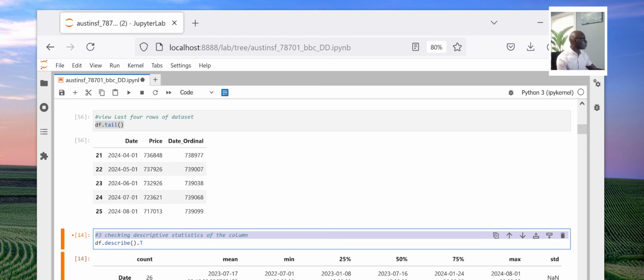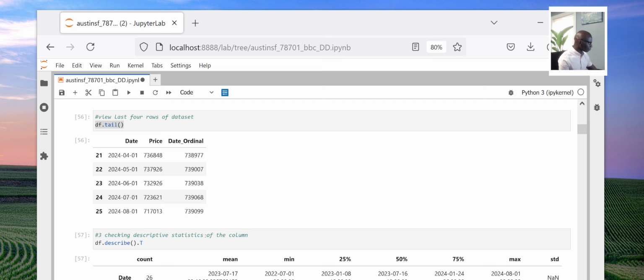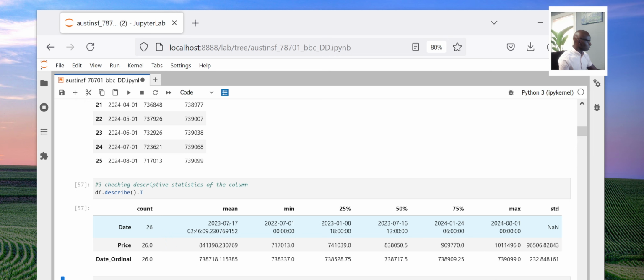Next, I just do some descriptive statistics of the column. For instance, the high, average, and low over the last 26 months. So the highest price over the last 26 months in Austin single family was 1.011 million. The lowest price was $717,013.